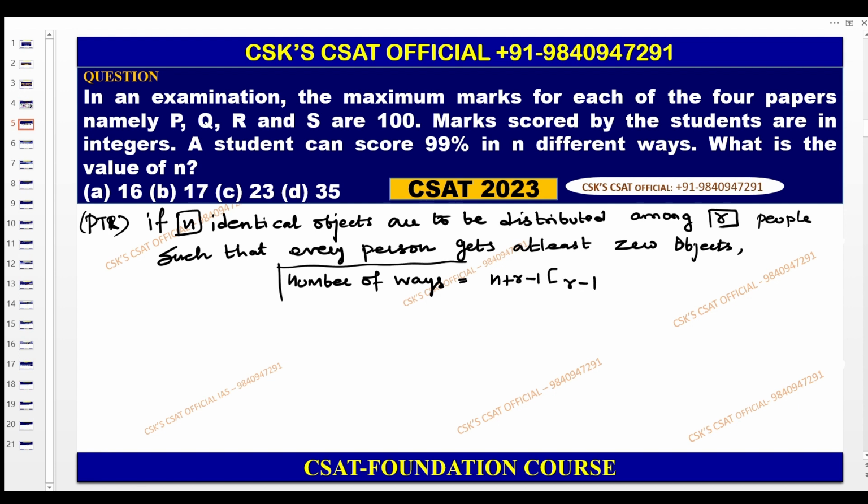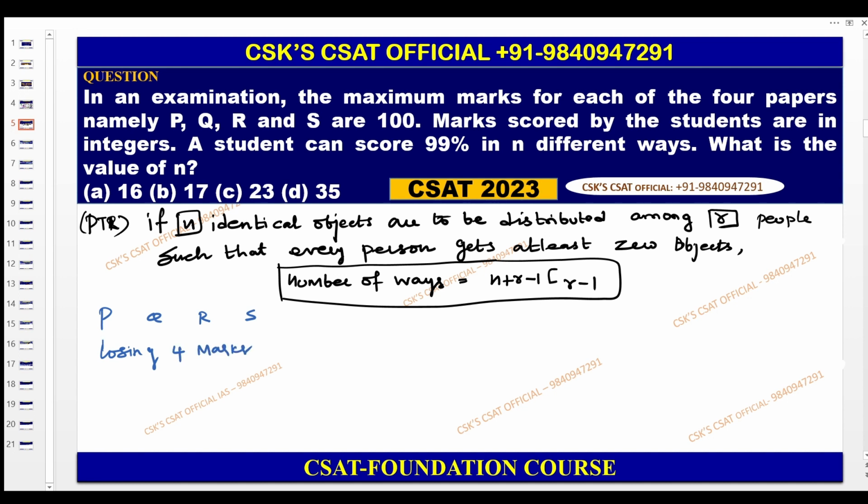Take this note, it is very important. With this you can solve this question in a simple manner. So here please understand this question. Now P, Q, R, S are 4 subjects, and he has to lose 4 marks here. At least one 0 will be there in all the cases, except the last case. So when at least one 0 is there, you can distribute those 4 marks among the 4 papers, such that every person gets at least 0 objects.